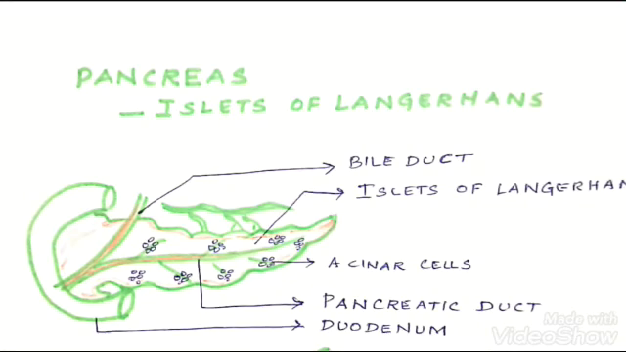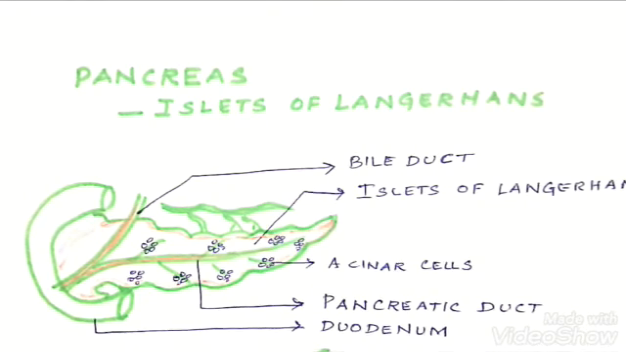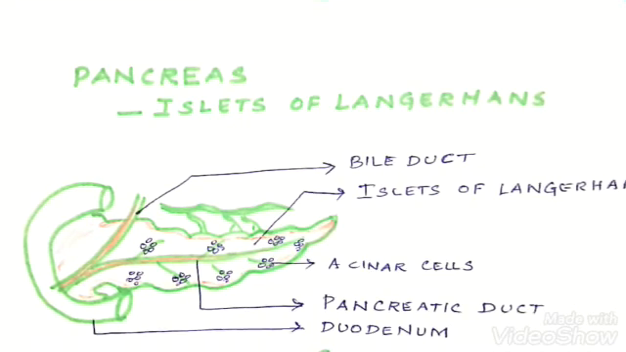It decreases the concentration of glucose in blood. Glucagon helps in the breakdown of glycogen to glucose in the liver. It increases the blood glucose level. The deficiency of insulin causes diabetes mellitus.